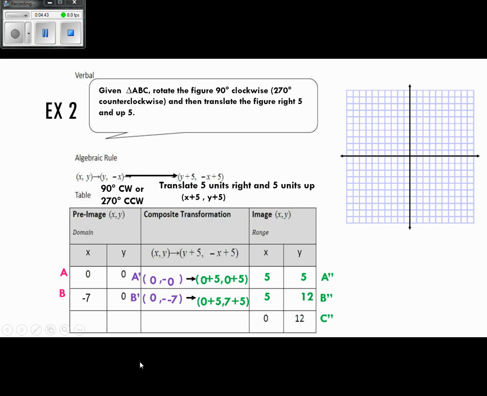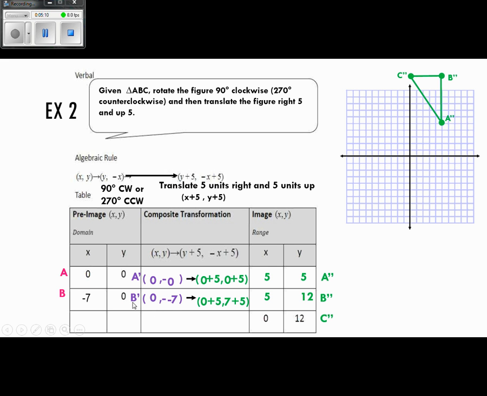So for my final image points, our first image gets the single primes, and since this is our second transformation, we throw on a double prime. If we were to do another transformation, I would add on a triple prime. Okay, so these are now my 3 final image points. So guess what? I can graph those things now. There we go.